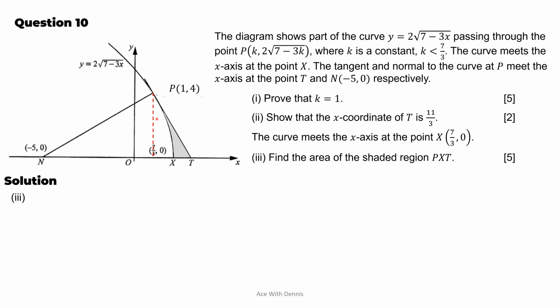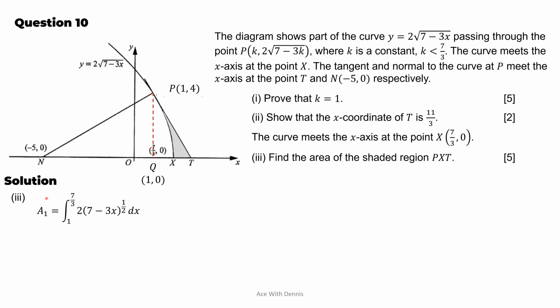Then I draw a vertical line here, touching point P and the x-axis, and it is perpendicular to the x-axis. At this point, I label it as point Q. The coordinates of point Q will be (1, 0). So we can see that the triangle PQT is a right angle triangle. To find the area of this shaded region, it will be the area of the triangle minus the area of this part, which is the area under the curve from Q to X.